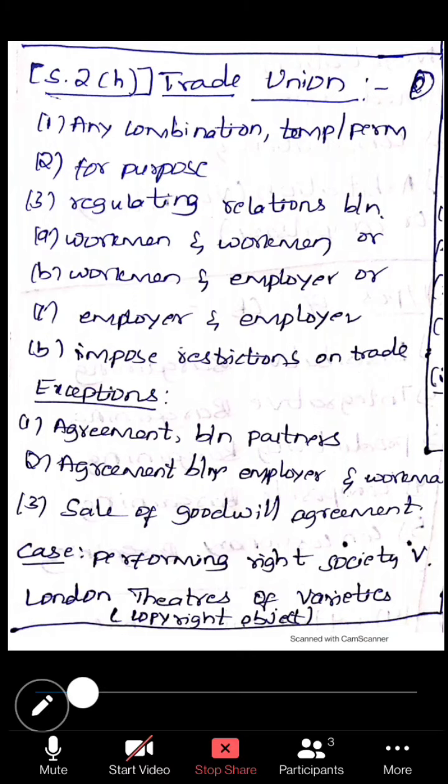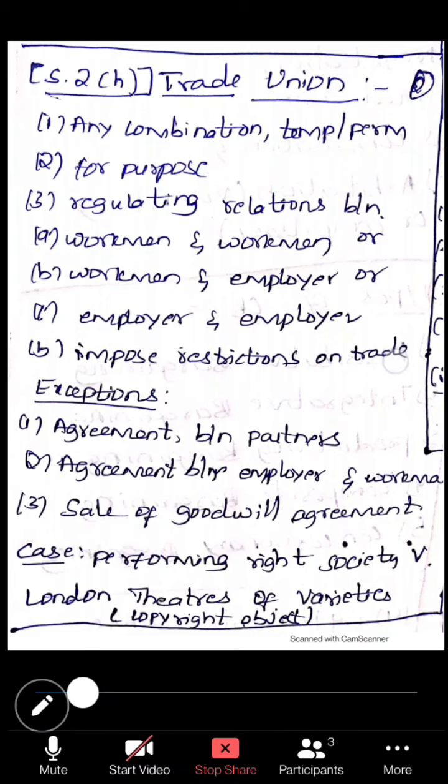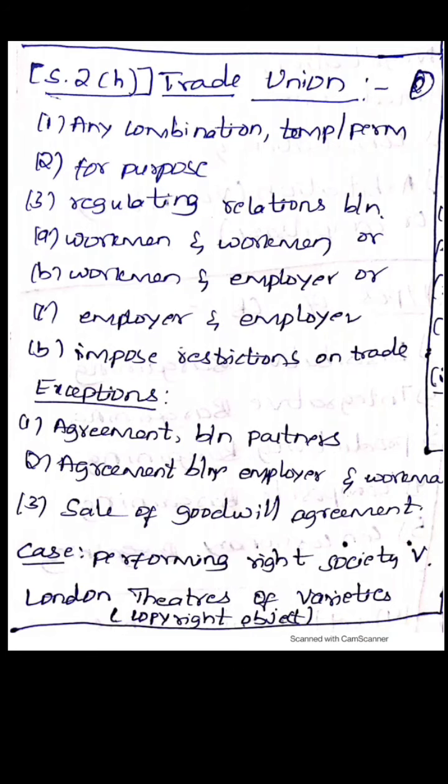They cannot impose restriction on the agreement between partners. So say there are two partners of a business, the trade union cannot go on strike to reject the agreement. There is an exception. They cannot restrict the agreement between partners. They cannot restrict the agreement between employer and workman, and they cannot restrict the agreement of sale of goodwill. If the company wants to sell its goodwill, its name, then they cannot do any restrictions for it.